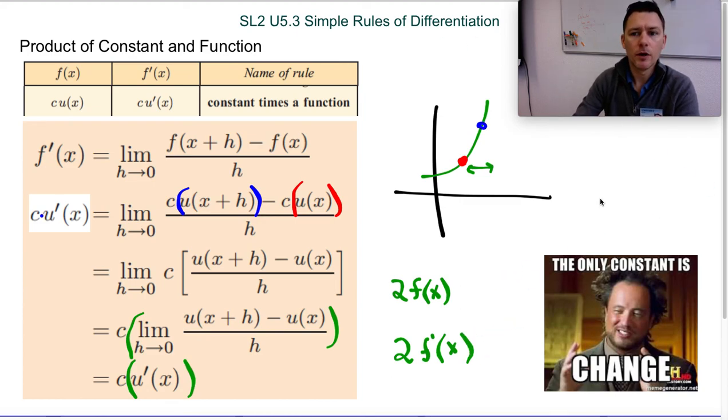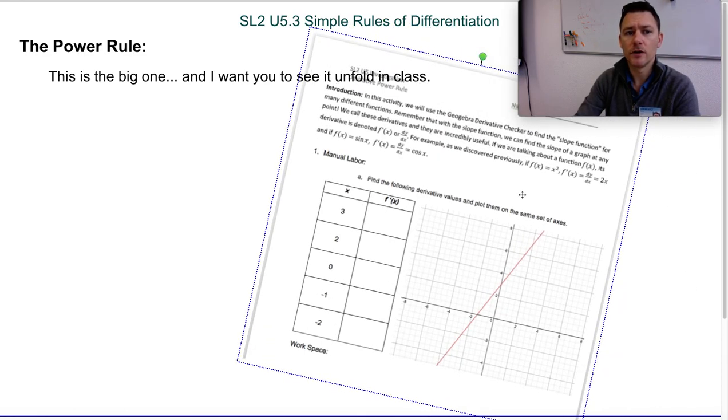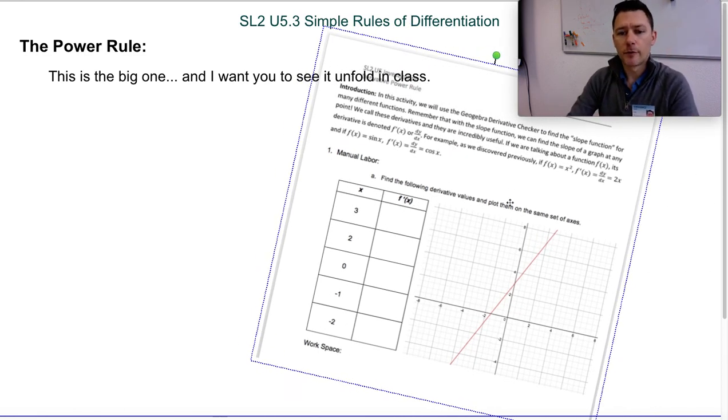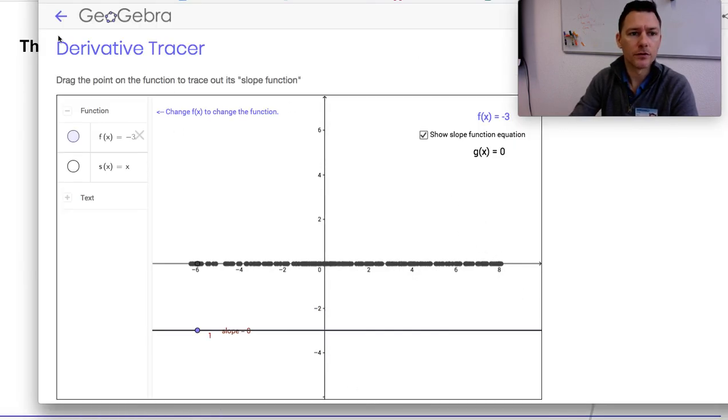Okay, so those are kind of 3 basics that we're going to look at. This 4th one is what we're going to look at in class. We're going to use sort of a structured format to figure out a faster way to differentiate. And we're also going to use this derivative tracer software that we were playing with here before.